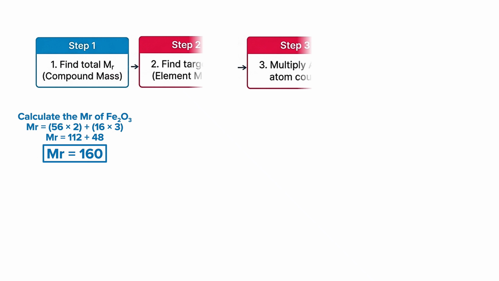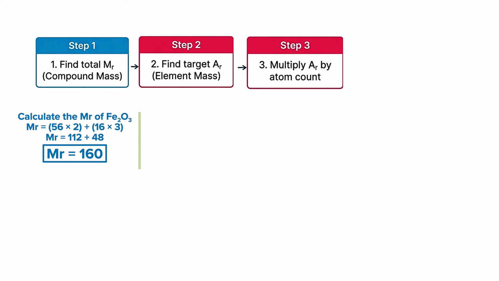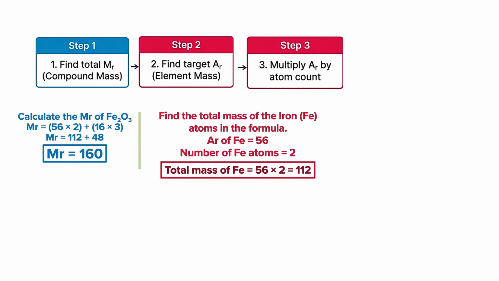Moving on to steps 2 and 3, we need to focus strictly on our target element, which is iron. We want to find the total mass of just the iron atoms in our formula. As we established, the atomic mass of one iron atom is 56, and we have exactly 2 iron atoms in our compound. By multiplying 56 by 2, we calculate that the total mass of iron in this compound is 112.